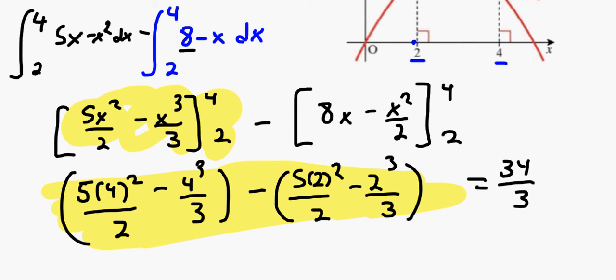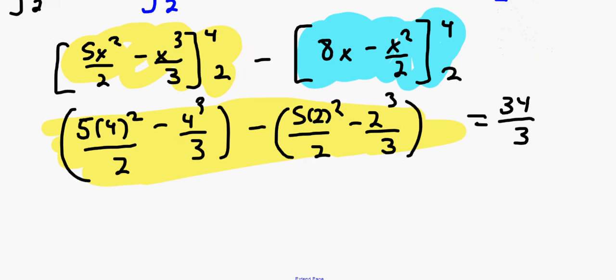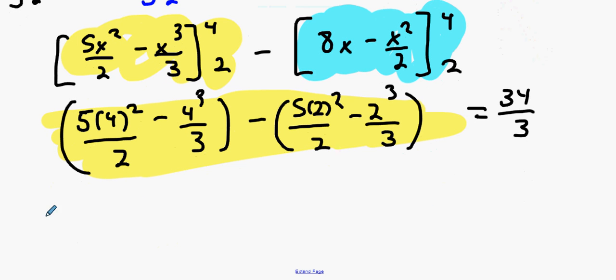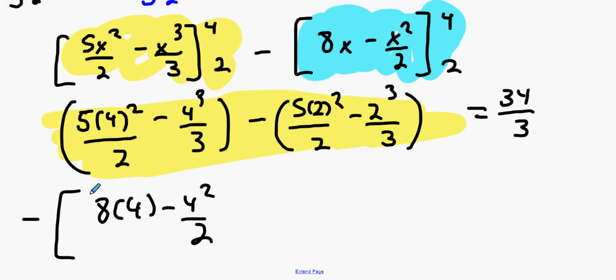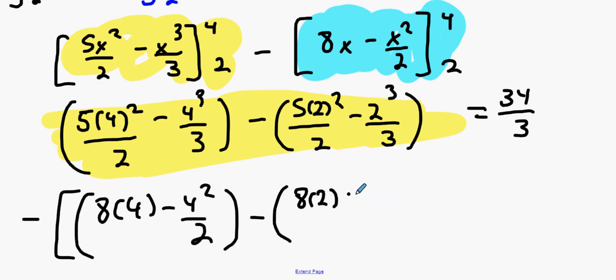Alright, next we're going to do the blue part from earlier. Just the blue part here. And we're going to take away that blue part from the yellow part. And I'll do it down here. So it's minus all of this, which is going to be 8 times 4 minus 4 squared over 2. And it's in its own set of brackets. Take away, what is that? 8 times 2 minus 2 squared over 2.